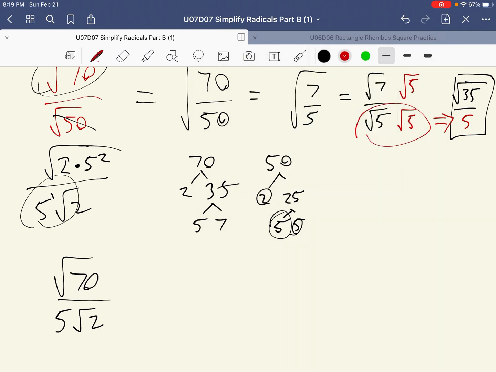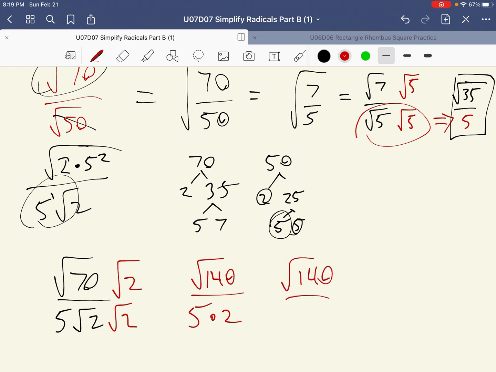So when we have a radical in our denominator, we just multiply the top and bottom by the same value of the denominator. So this will become, in the denominator, 5 times 2, with radical 140 in the numerator. So this is going to be radical 140 over 10. And we can now simplify the radical in the numerator. And then we'll have our final answer.